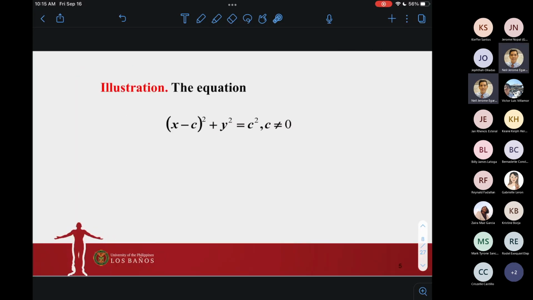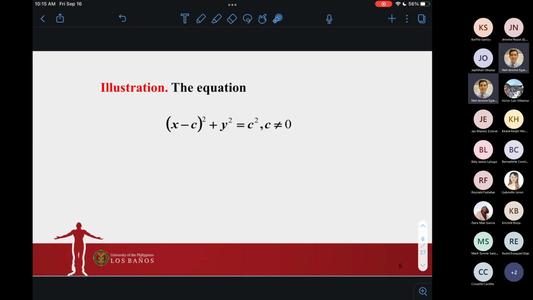And siguro, let's start with a quick example here. Okay, so the equation (x minus c) quantity squared plus y squared equals c squared, where c is not equal to 0, is an example of a family of curves. It is actually a one-parameter family of curves because there's only one arbitrary constant here. The arbitrary constant here is the number c, right? The only restriction on c is that c is not equal to 0, right?